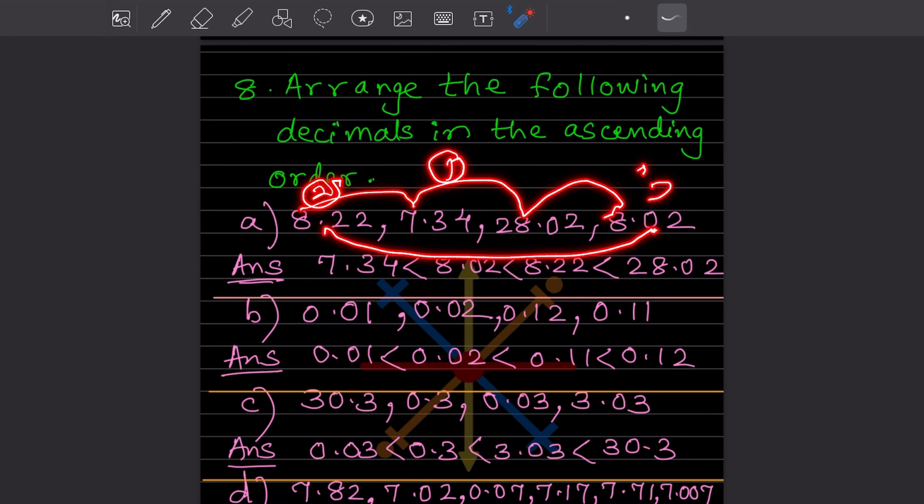So definitely this will be the smaller one. So this is going to be 3. This is going to be 2. Hope you got this one. And then this is the 4th one.